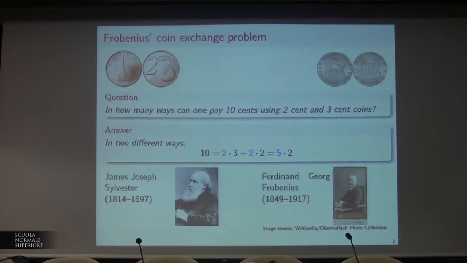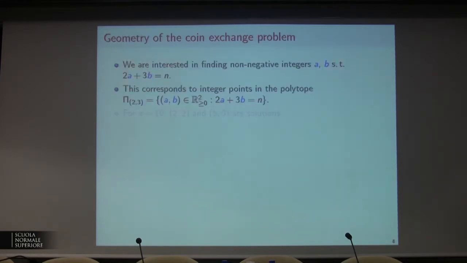And this is a very classical problem called Khovanskii's coin exchange problem, which was studied in the 19th century by famous people, for example, these two. And yes, let's look at this in more detail. So first of all, we just replace the 10 by an n, and then finding the answer to this question is the same as solving this linear Diophantine equation 2a plus 3b equals n.